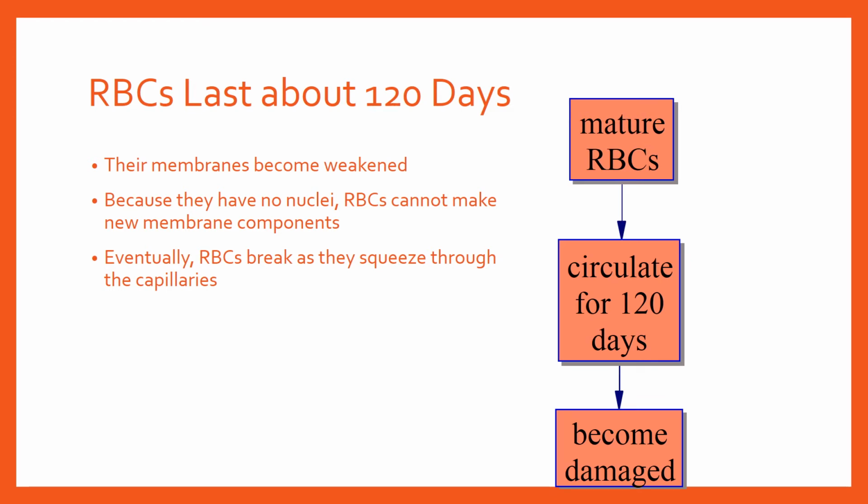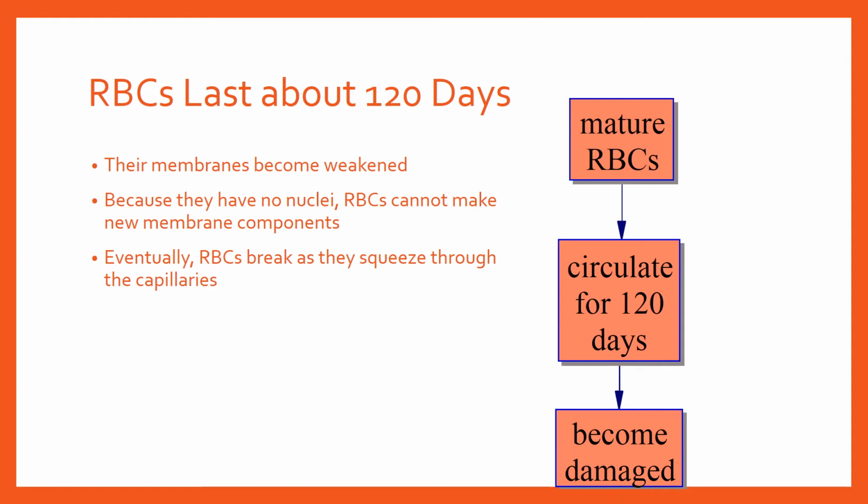And the reason they are not staying forever is that their membranes become weak because they are squeezed between the tissues through very thin, narrow capillaries. It's wear and tear. There is no way for a red blood cell to repair itself because it doesn't have a nucleus, so it's just a one-time deal. No new components will be made.